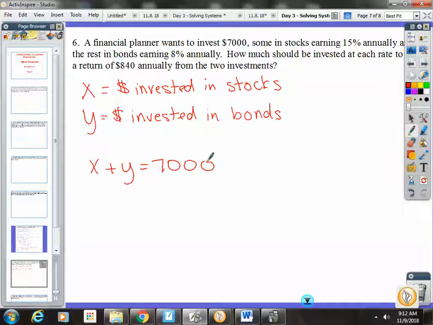Now the second one might be a little tricky for you, but I'll give you an idea. So 0.15x plus 0.08y. You're really close. Really close. Now I want to go back to what you were talking about. You were changing them into decimals, weren't you? And I like what he did there.